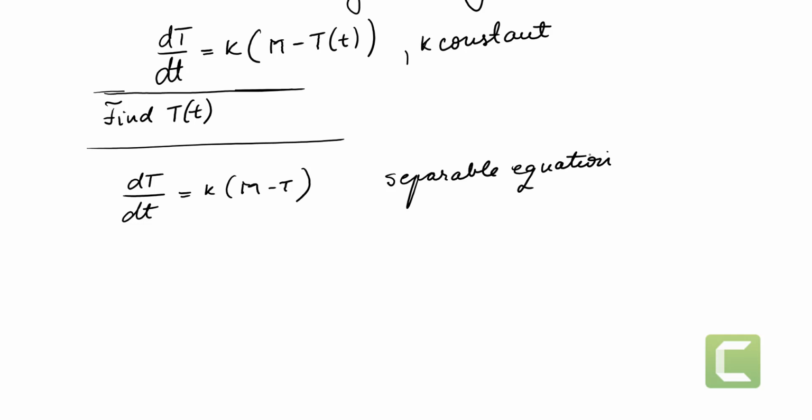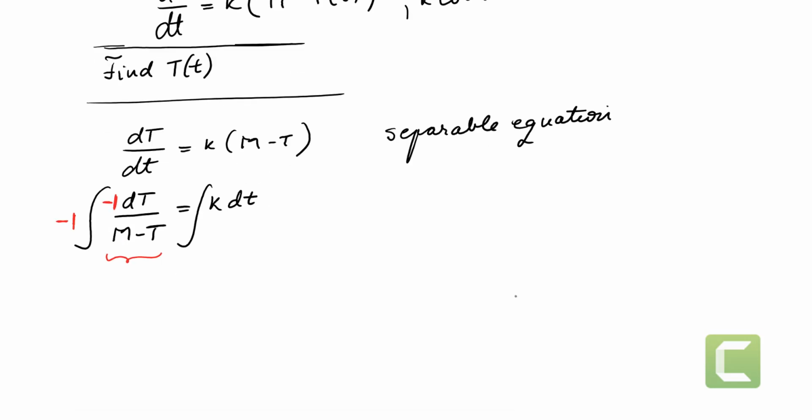because M, the ambient temperature, is going to be given. It's going to be some constant, 20 degrees, 50 degrees, whatever. So we get dT over (M minus T) equals k dt. So now we are ready to integrate. The derivative of this denominator with respect to T is -1. So I'm going to put this -1 here, and I'm going to multiply by -1 in front, so that the actual operation that we did was multiply by 1.